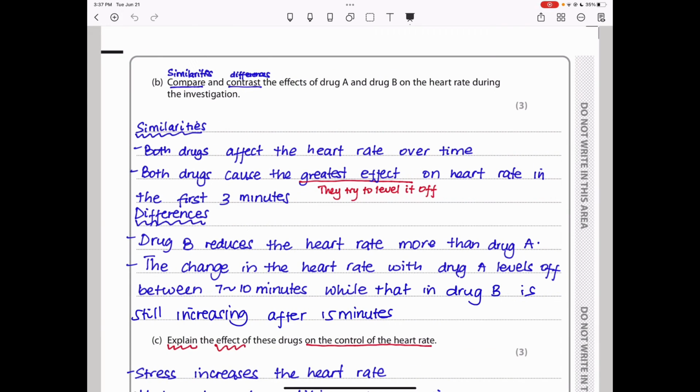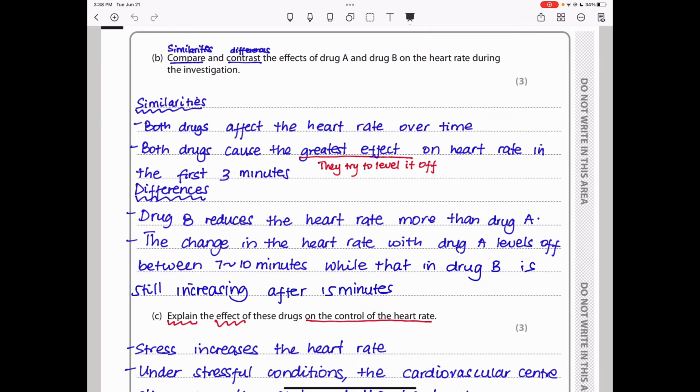The next page says, question B, compare and contrast the effects of drug A and drug B on the heart rate during the investigation. So we have to give the similarities as well as the differences that are occurring. The similarities we can see is that both drugs affect the heart rate over time. At least there is a change that occurs to the heart rate when both drugs are administered. And then we can also see that the greatest change in heart rate is going to occur initially in the first 2 to 3 minutes after administering the drug.